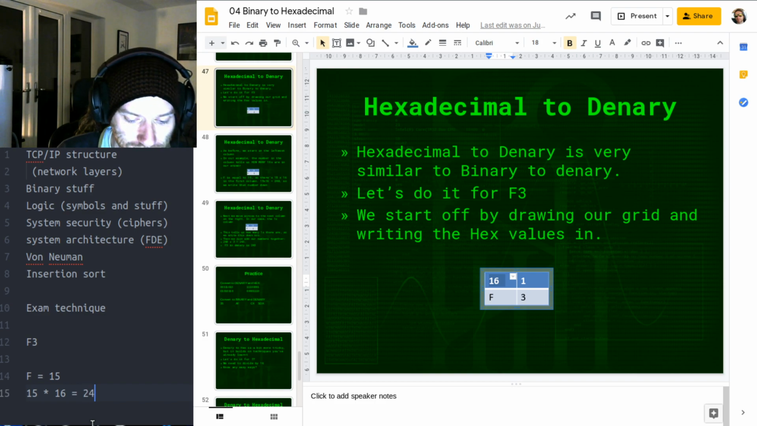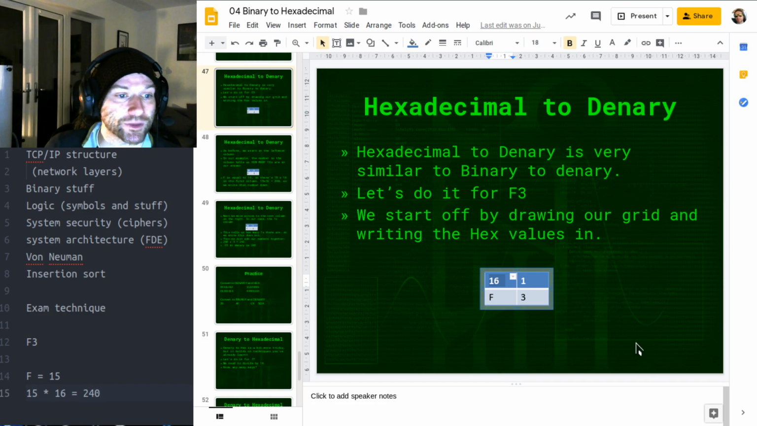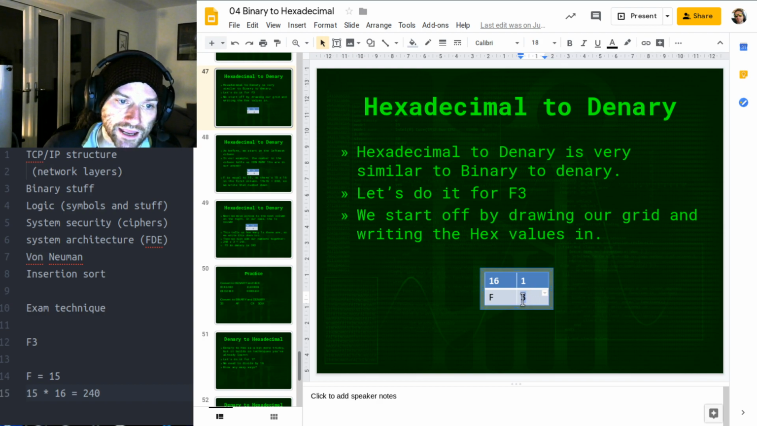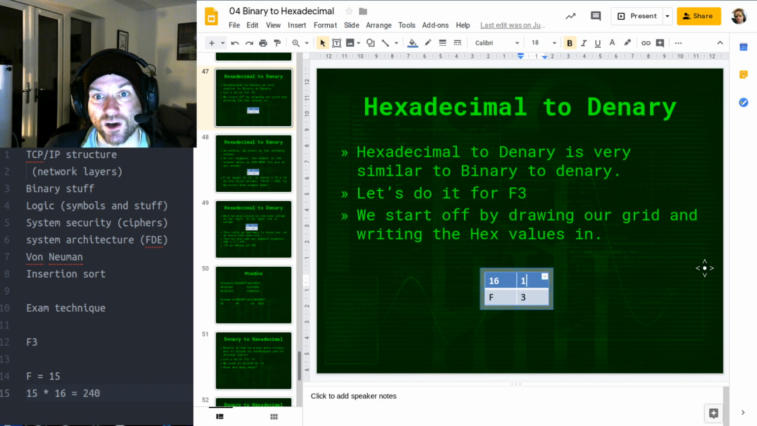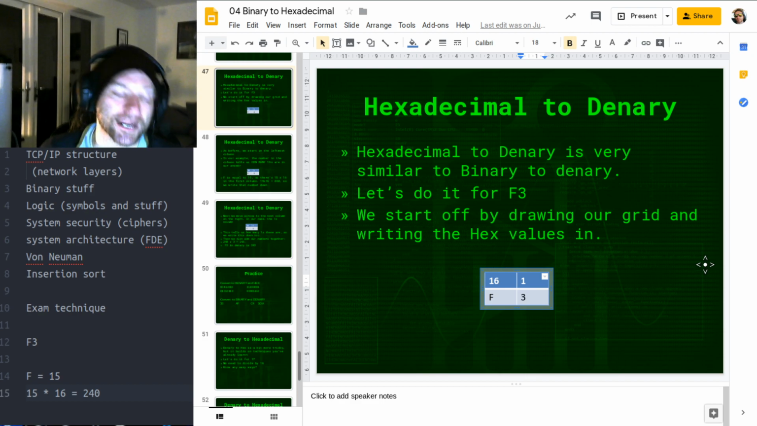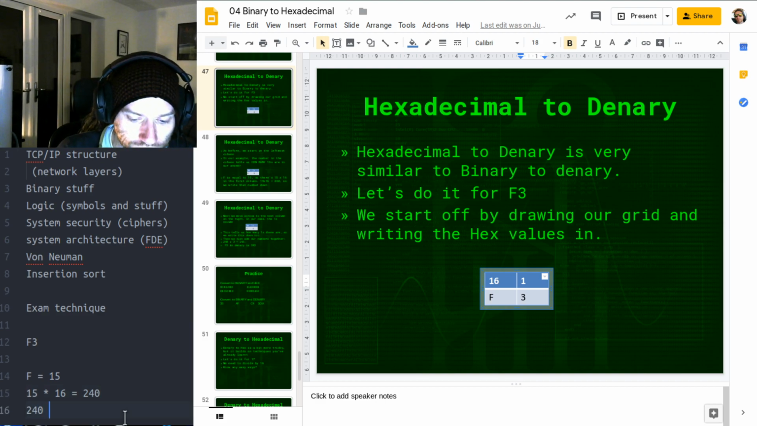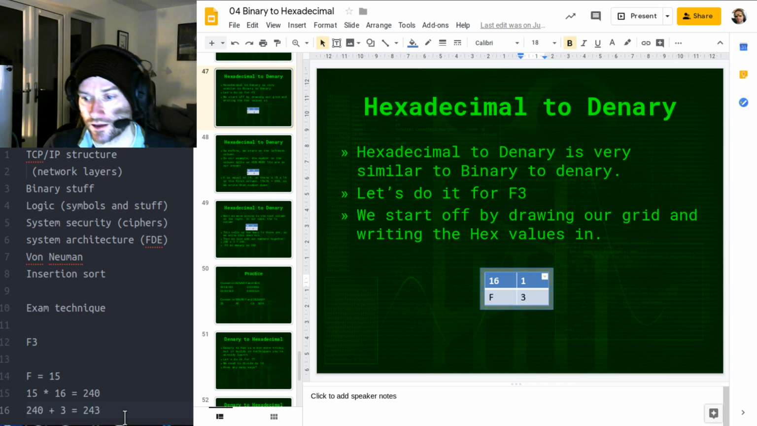$240, correct. Right? But we're not done yet because that just gives us this first column. We still have to do something with this column. And it's super simple. In theory, all you're doing is multiplying this number by the number on top, but it's a 1 on top, so you don't actually have to do anything with it. You just add it on. Okay, so we've got 240. 240 plus 3 equals 243.